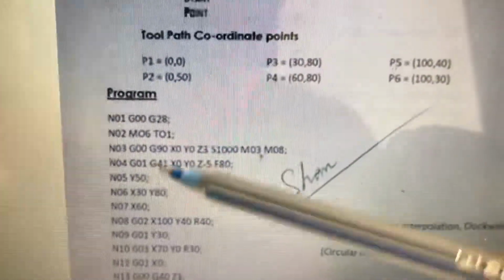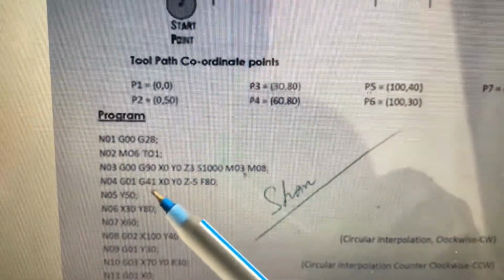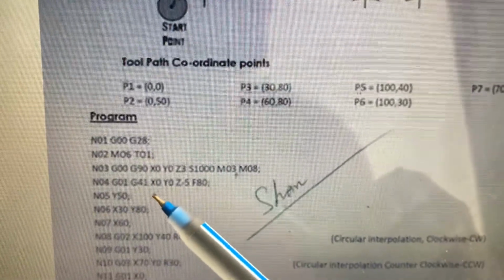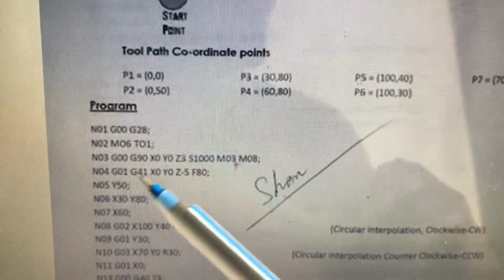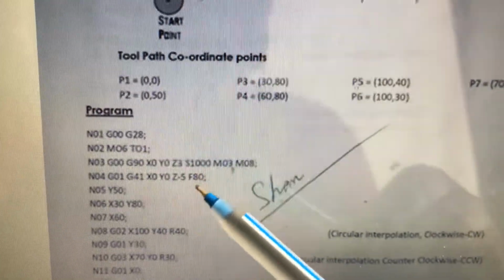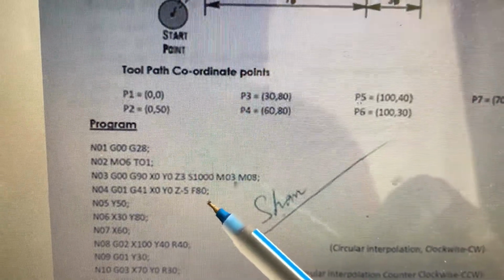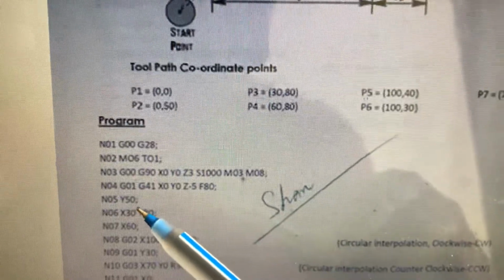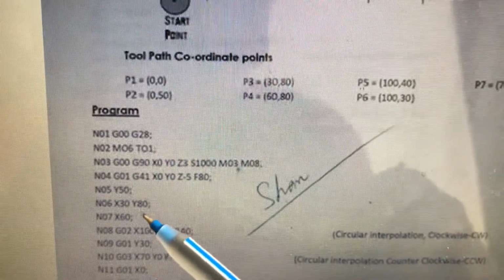So if we see here, it is given as G01, G41, and then X0, Y0. Since it is G01, the Z value will be -5. I have taken the depth of cut as -5. Feed I am giving 80. And then it goes to the next point, Y50, next point, like this.